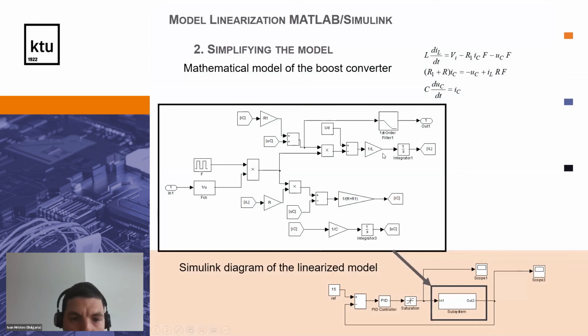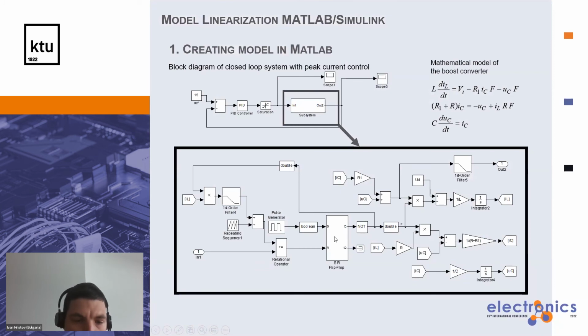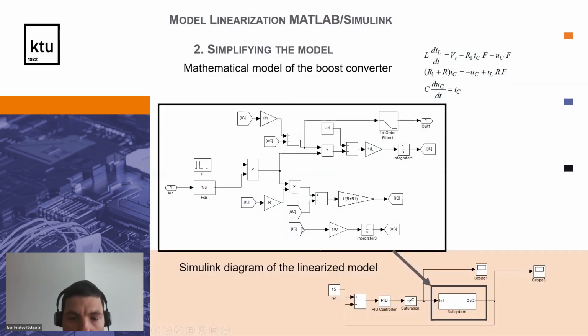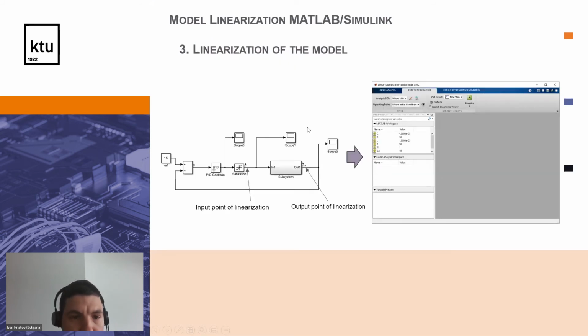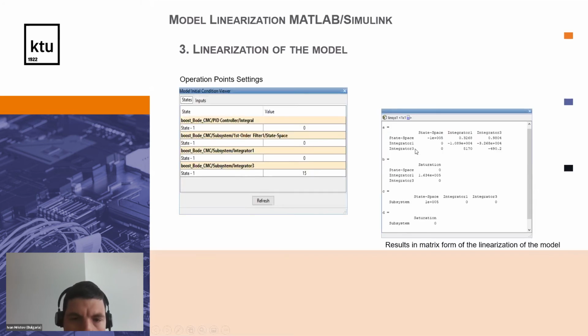To be able to linearize the model, we need to simplify it because we cannot linearize it when we have zero crossing elements like flip-flop and PWM pulse generators. After linearizing, we set the input point of linearization and output point of linearization and use the Linear Analysis Tool of the MATLAB tool. We receive operating point settings and results from the matrix of linearization of the model.